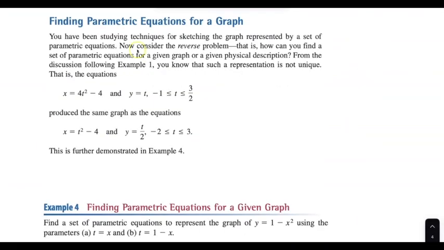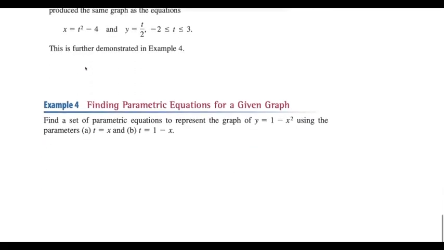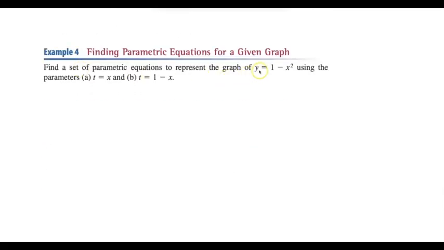The next one: find a parametric equation for a graph. What if I have a normal graph and I want to make it a parametric equation? That's what we're doing here. Find a set of parametric equations to represent the graph of y equals 1 minus x squared using parameters t equals x and t equals 1 minus x. We're going to do 2 of these, basically.